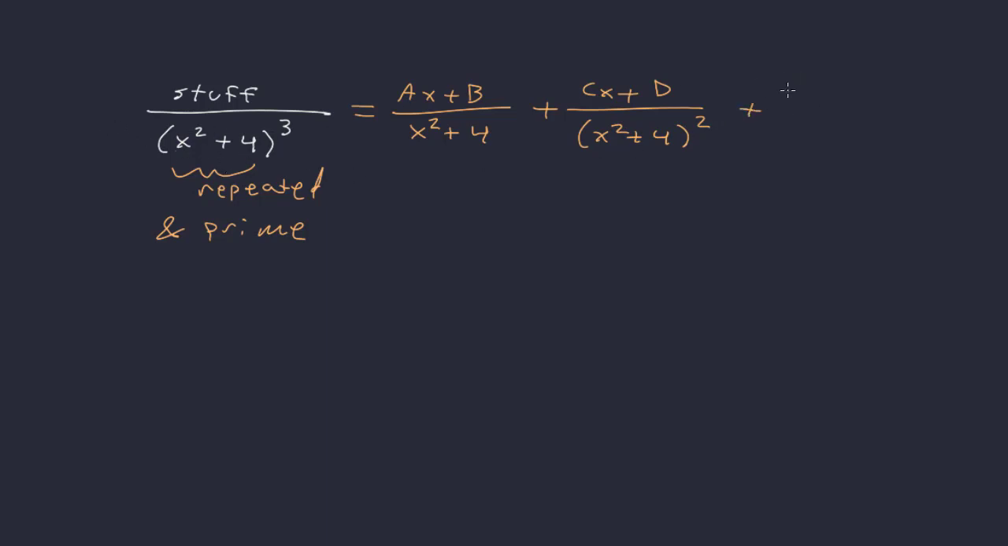Since it's a repeated prime factor, we need an ex plus f for an x squared plus 4 cubed. So we need one for each possibility to the 1 power, squared and cubed, and since these are all irreducible quadratics, we need to put a linear function above them, an ax plus b, cx plus d, and ex plus f. Other than this, it basically all works the same way, just trying to solve for your variables in the easiest or best way you possibly can.